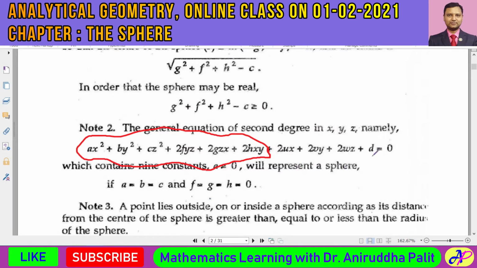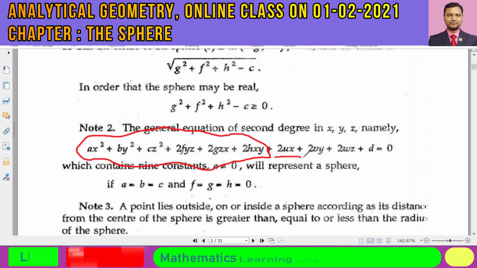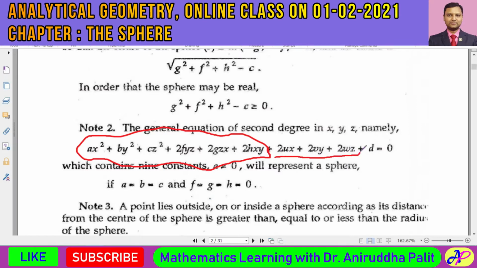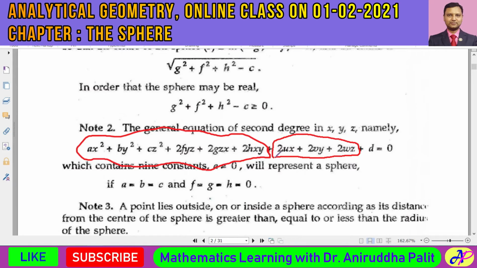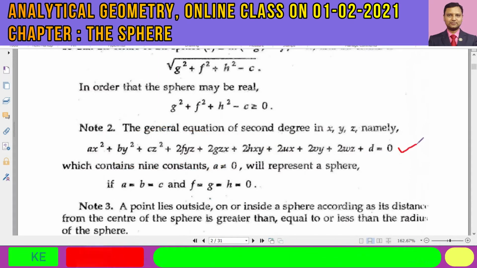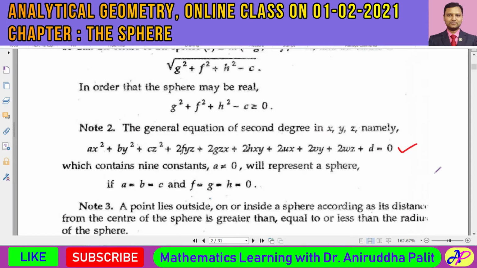Okay, and twice ux plus twice vy plus twice wz. This is actually the first degree term involving three variables x, y, z, and along with that we have a constant term. So in this way we construct the general equation of second degree involving three independent variables x, y, and z.